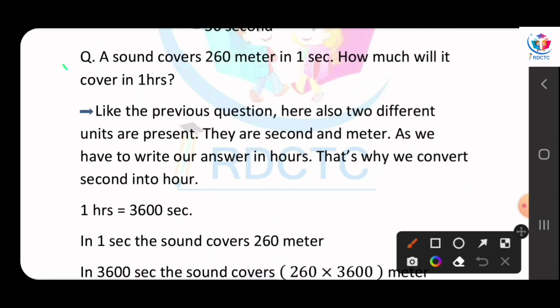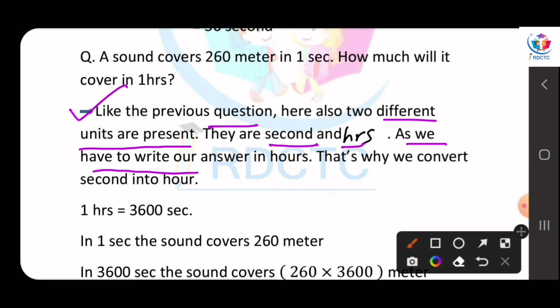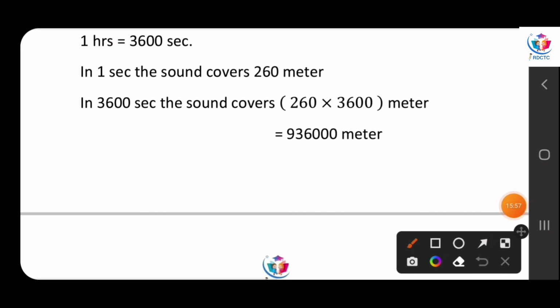A sound covers 260 meter in 1 second. How much will it cover in 1 hour? Like the previous question, here also two different units are present. They are second and hours. As we have to write our answer in hours, we have to convert second into hour. We know 1 hour equals 3600 seconds, right? In 1 second the sound covers 260 meter.